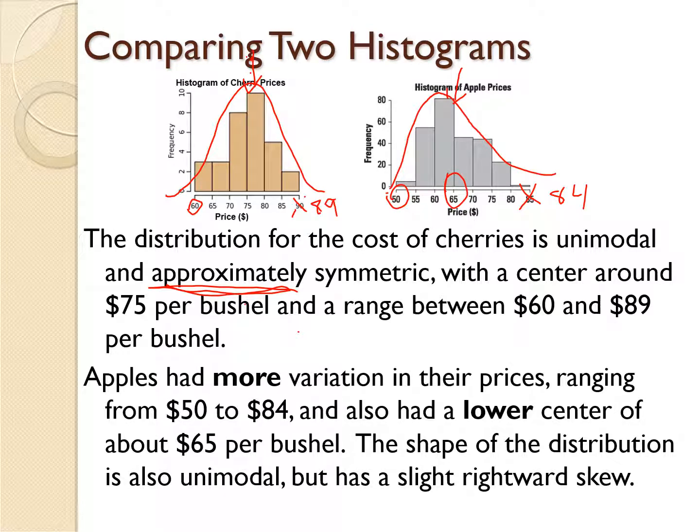Apples had more variation in their prices, ranging from $50 to $84, and a lower center of about $65 per bushel. The shape of the distribution is also unimodal, but has a slight rightward skew. This is the comparative language. When it says compare, make sure you have words like that.